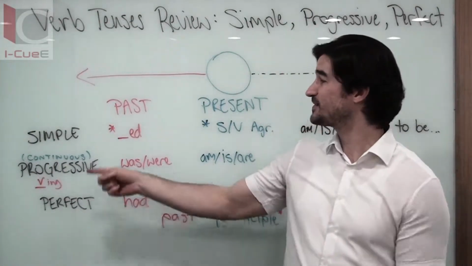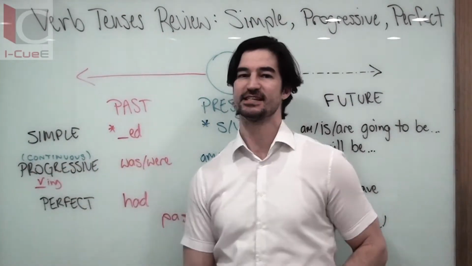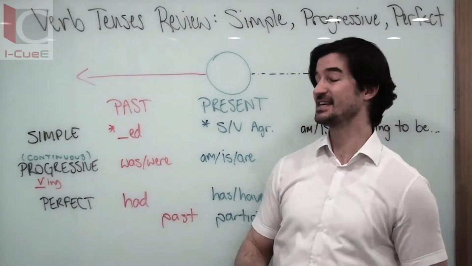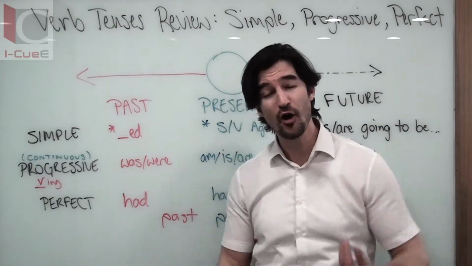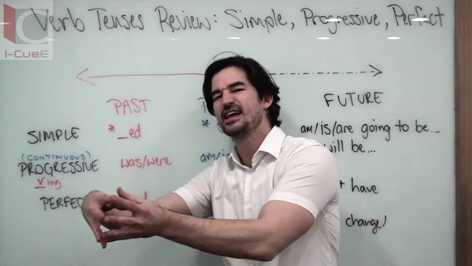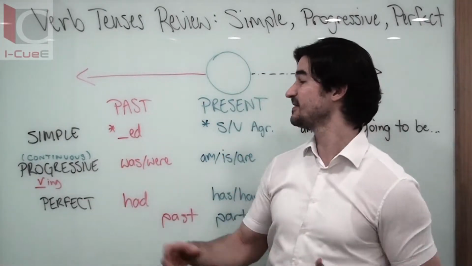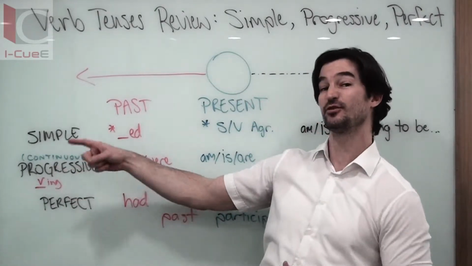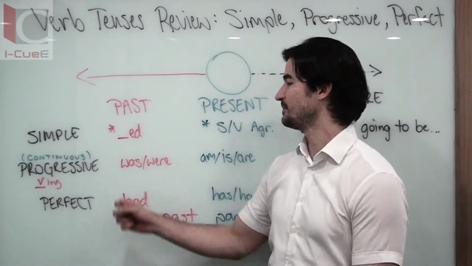Okay, so now that we've covered the simple tenses, let's move on to the progressive tenses. Remember that the progressive tenses can also be called continuous tenses. They are called the continuous or the progressive tenses because they take an action and they stretch the action over time. All of the progressive or continuous verb tenses have to start with the be verb.